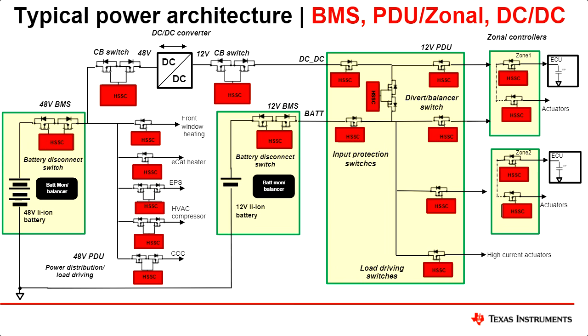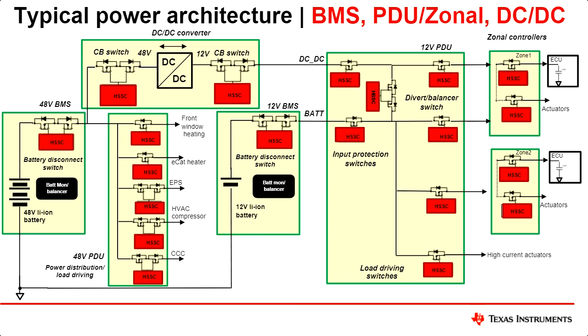Then similarly on the 48 volt side, we have the battery management system, and there is a disconnect switch for the 48 volt. In between, we have the DC-DC converter and the disconnect switches between the 12 volt and 48 volt rail.